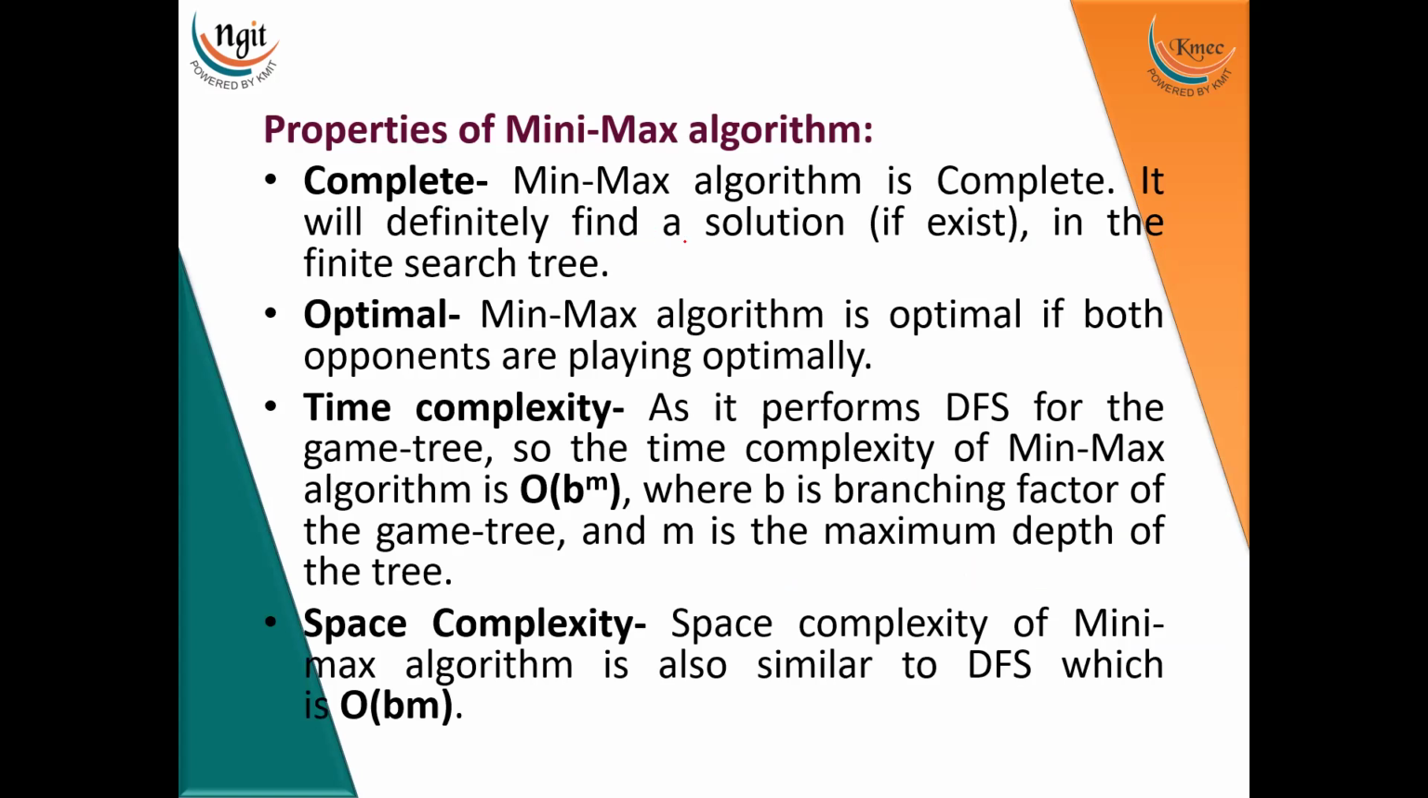When it comes to the properties of this min-max algorithm, yes, it is complete. It will definitely find a solution if one exists in the finite search tree, and it gives optimal. Min-max algorithm is optimal if both opponents are playing optimally. And the time complexity, as I told you, is order of b power m, where b is the branching factor and m is the maximum depth of the tree. Similarly, space complexity is also order of b power m.